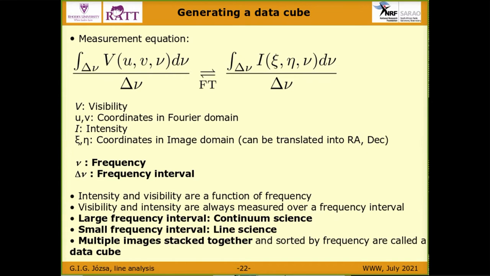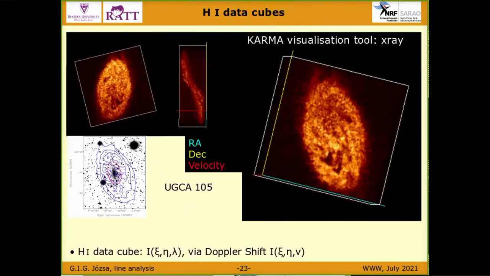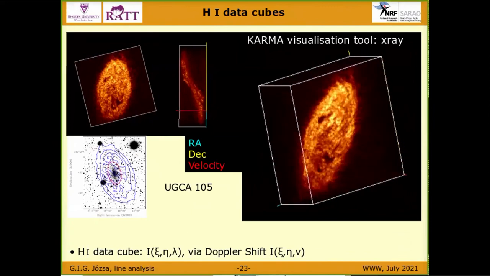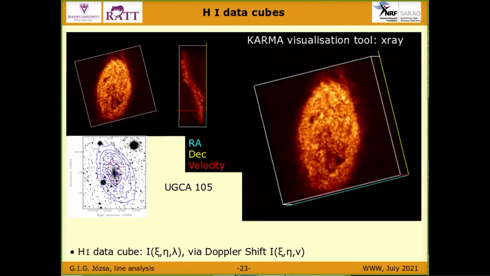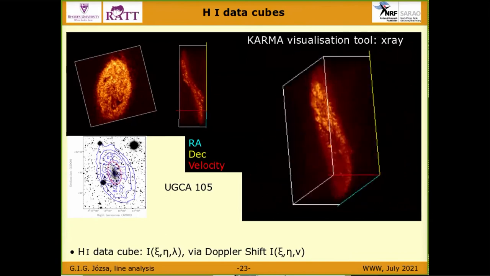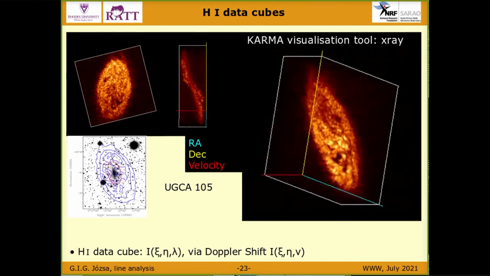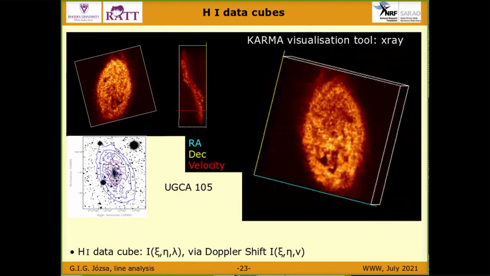If you are not Fourier transforming, or if you don't image several channels in one go, but channel by channel, that's line science. Now there is something about the terminology. If you have multiple images of this type stacked together, frequency by frequency channel, then you have a data cube. Of course, it's a three-dimensional entity. This is a cube, here you can see this has three dimensions. One is right ascension, one is declination, and the other one is velocity or wavelength, as I wrote it down, or in other words, frequency.